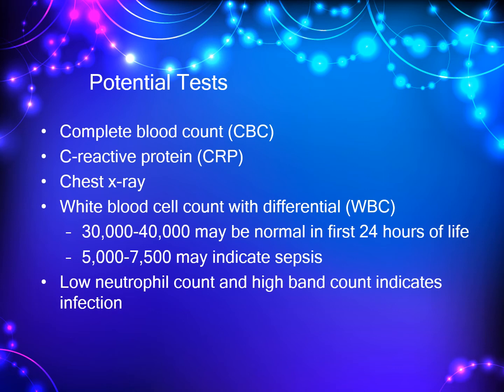Okay? A white blood cell count of 30 to 40,000 may be normal in the first 24 hours of life. 5,000 to 7,500 may indicate sepsis. Additionally, a low neutrophil count and high band count indicates infection.